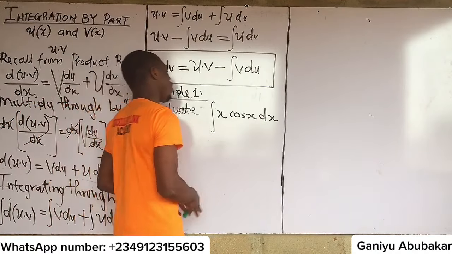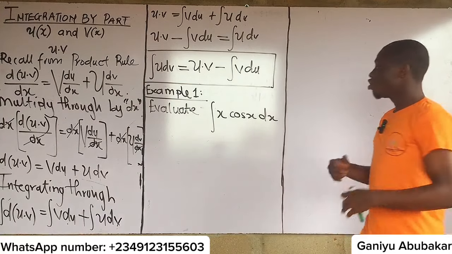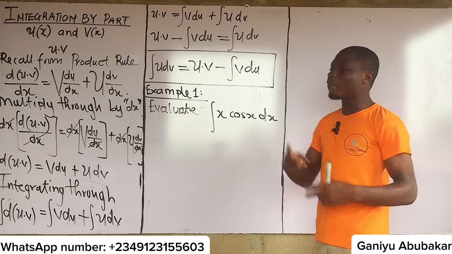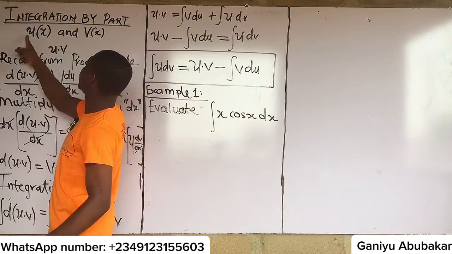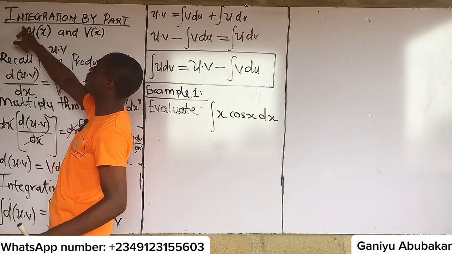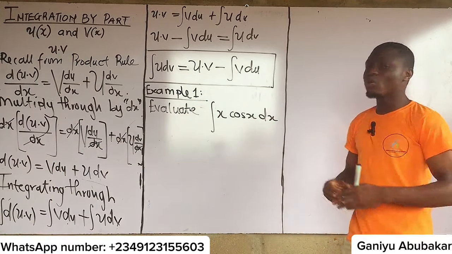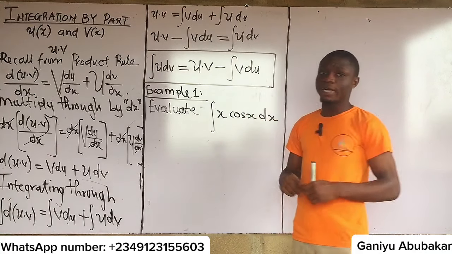For this integration, I'm seeing two terms multiplying. I'm seeing x multiplying cos x. So I'm having two terms multiplying, such that, let's say the two terms are u and v multiplying. I'll apply integration by parts. So I'll apply the concept of integration by parts here.